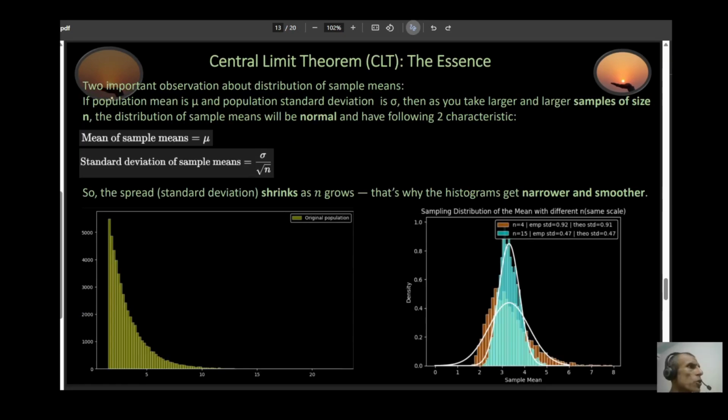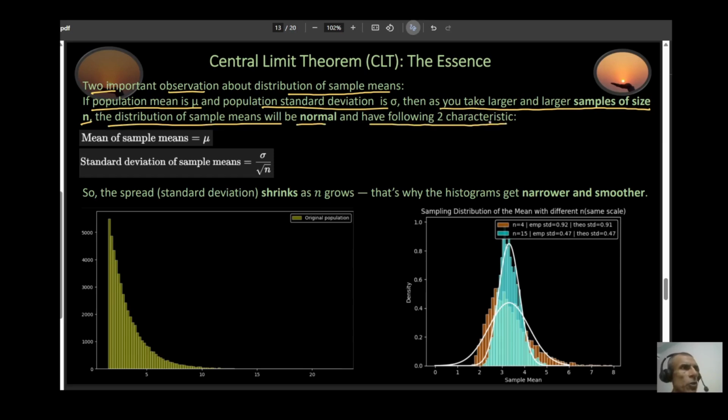All right. So two important observations about the distribution of sample means. If your population mean is mu and population standard deviation is sigma, then as you take larger and larger samples of size n, as your n gets bigger and bigger, the distribution of your sample means will be normal, and it is going to have the following two characteristics.